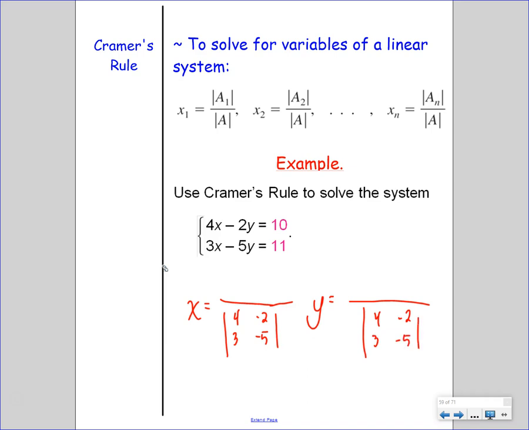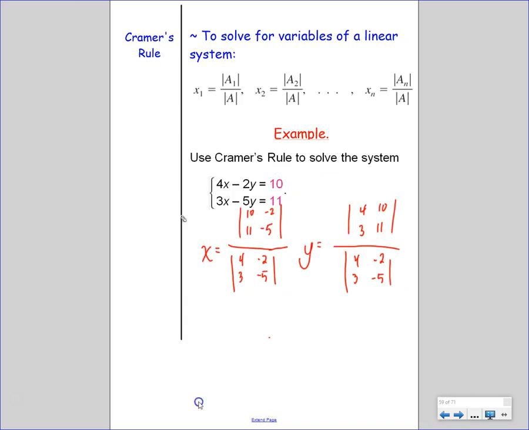Okay, numerator. This is where it gets tricky. For the x, who do we take out? Yeah, take out the x coefficients and put in the 10 and 11. For the y's, we take out the y coefficients, so we keep the 4, keep the 3, but put in the 10 and 11. So see how I'm putting the constants in the column of the variable we're solving for? How do we finish? We take some determinants, yeah?